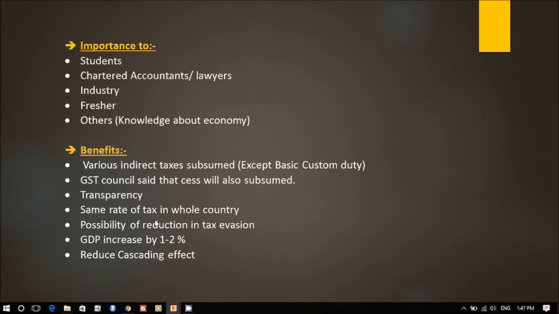So a few things can be reduced, like someone purchasing from Delhi and selling it in Rajasthan. These things would be eliminated. There would be a possibility of reduction in tax evasion. If there is a single rate of tax, these sorts of activities can be stopped, like purchasing from one state and selling in another state. Basically these activities are done with the intention of tax evasion, but if there is no scope, then the tax evasion can be reduced.